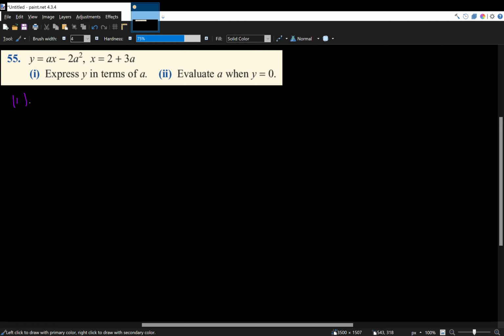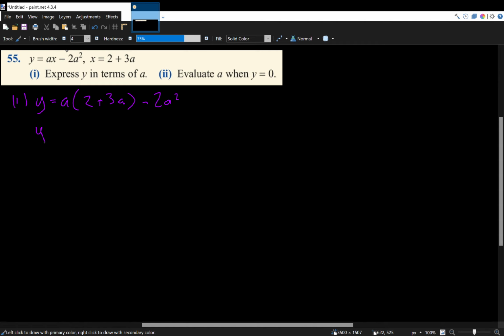Currently, y is expressed in terms of a and x, but we've been given an expression for the value of x, so what we can do is sub this value of x from our equation on our right into our equation on the left. So what we get is y is equal to a, and instead of being multiplied by x, this time it's going to be multiplied by the value of x, which is 2 plus 3a, like that. And we still have our minus 2a squared on the end.